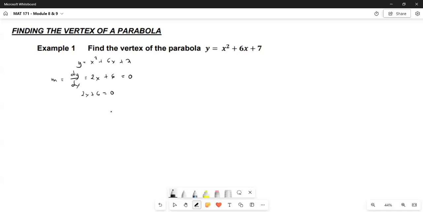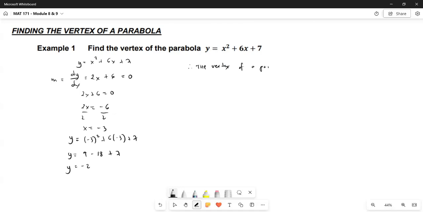Okay, so solving x values. So 2x is equal to negative 6. Divide both sides by 2, you will have x is equal to negative 3. Sir, paano yung y? So meron kang given na parabola, di ba? So i-substitute mo lang yung x value na negative 3 doon sa given equation. So kung yan ay negative 3, magiging y is equal to negative 3 squared plus 6 times negative 3 plus 7. So y yan ay magiging 9 minus 18 plus 7. So 9 minus 18 is just negative 9 plus 7 is negative 2. Therefore, the vertex of the parabola is at negative 3, negative 2.